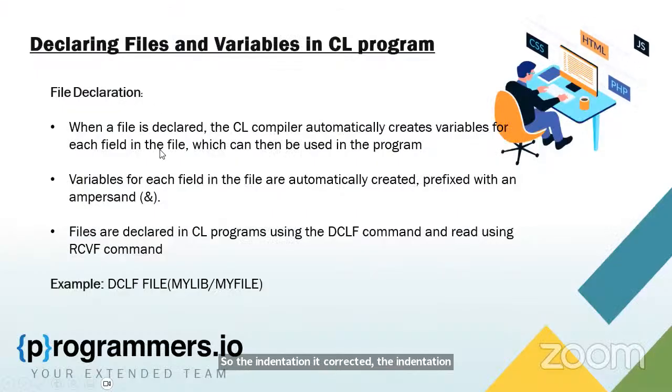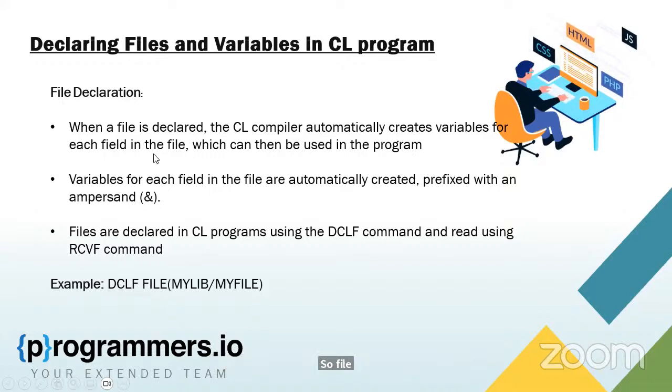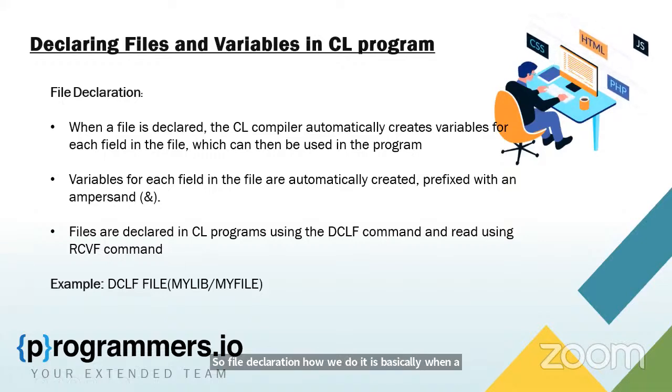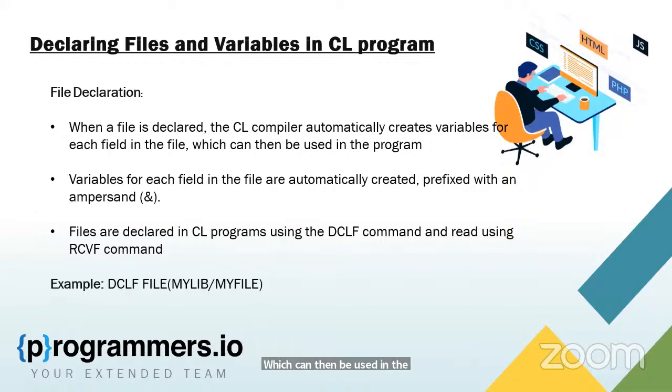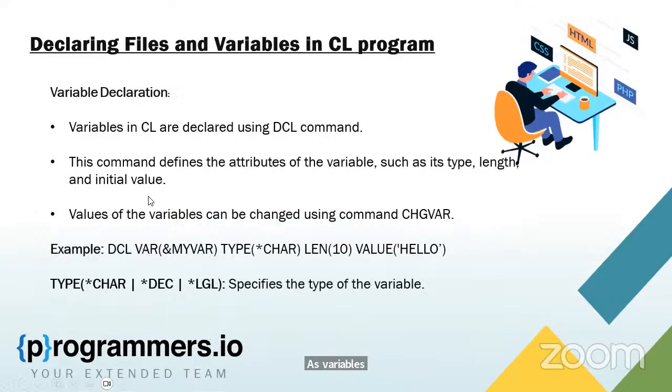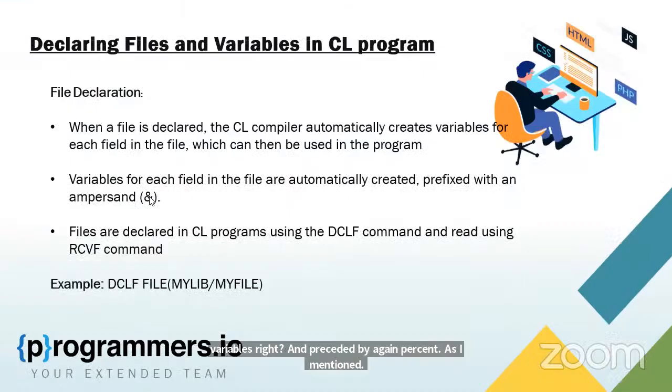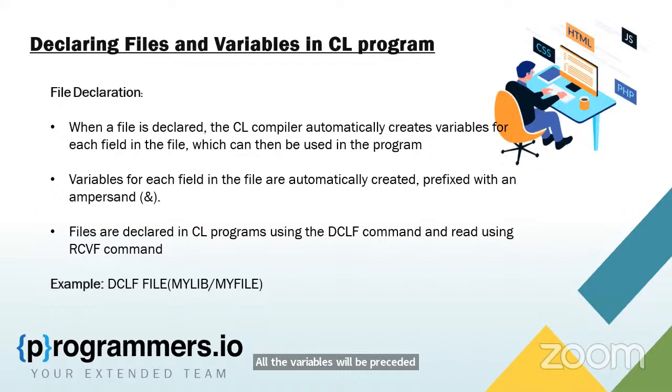So file declaration: when a file is declared, the CL compiler automatically creates a variable for each field in the file, which can then be used in the program, right? So when a file is declared, all the respective fields will be automatically created as variables, and prefixed with an ampersand. And we can use the DCLF command to declare a file and RCVF to read the file.